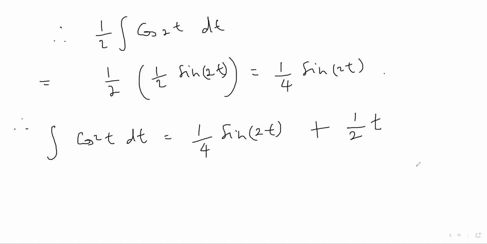All right, guys, so as I was saying, we can see that the integral of cos squared t dt is equal to a quarter sine 2t plus half t. And since this is the final answer, we can then put a plus c here because we're dealing with an indefinite integral. So we've got a quarter sine 2t plus a half t plus c, and this is the final answer.